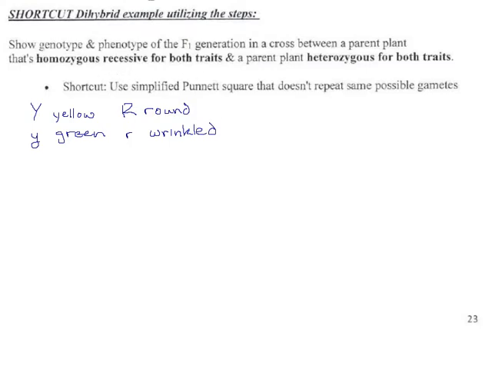They tell us we have a parent plant that's homozygous recessive for both traits. So mom is recessive for color, little y, and recessive for shape, little r, and the other parent is heterozygous for both, meaning big Y, that'll make them yellow, and big R, that'll make them round. And we must do a Punnett square that will give us all the possible offspring from these two.